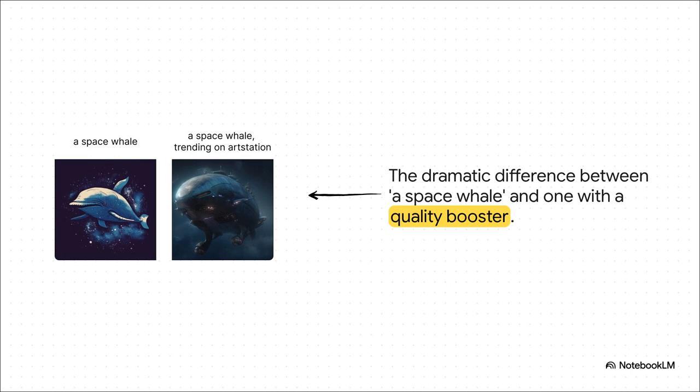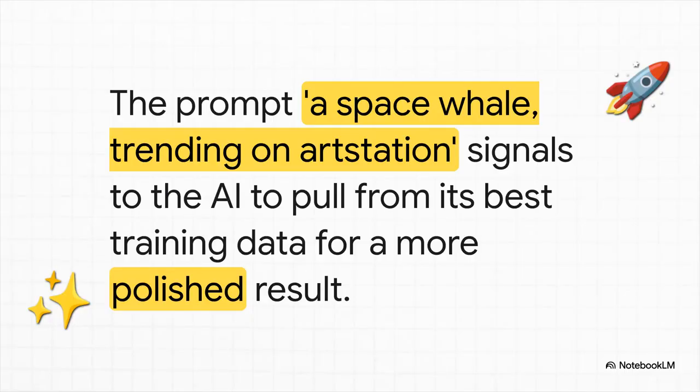Look here. On the left, we just typed a space whale. Simple enough. But on the right, we added a quality booster. Just look at the difference in the detail, the lighting, the whole aesthetic is on another level. So what are these magic words? Well, phrases like trending on ArtStation, or even simple things like 4K or very beautiful, they're like a secret code. They tell the AI, hey, go look at the best images you were trained on. And that's how you get a much more polished, impressive result.